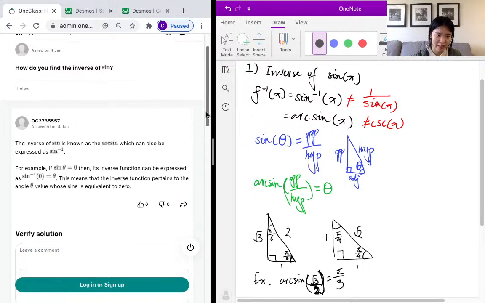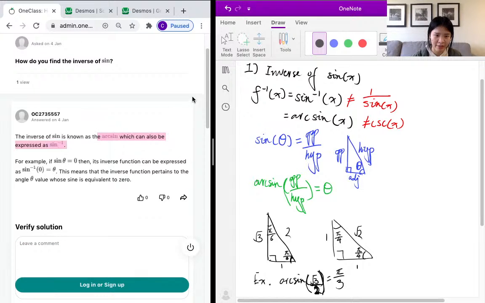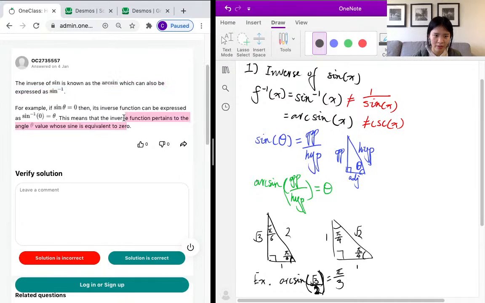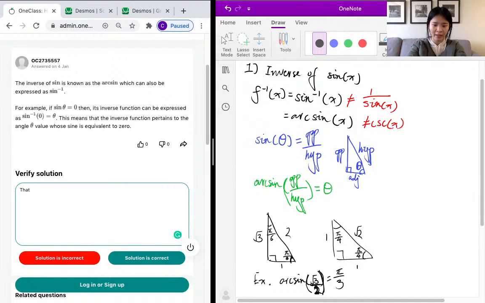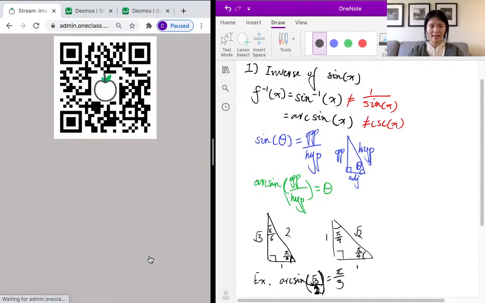They just basically explained the arc sine function, and then they give the two notations. They also briefly explained how to find it, similar to our example here, but they didn't give as much information, but that's completely fine with me. So let's just say the solution is correct. The solution is right. Excellent. Or let's just say good job. Nice. Now let's see what our second question for today is.